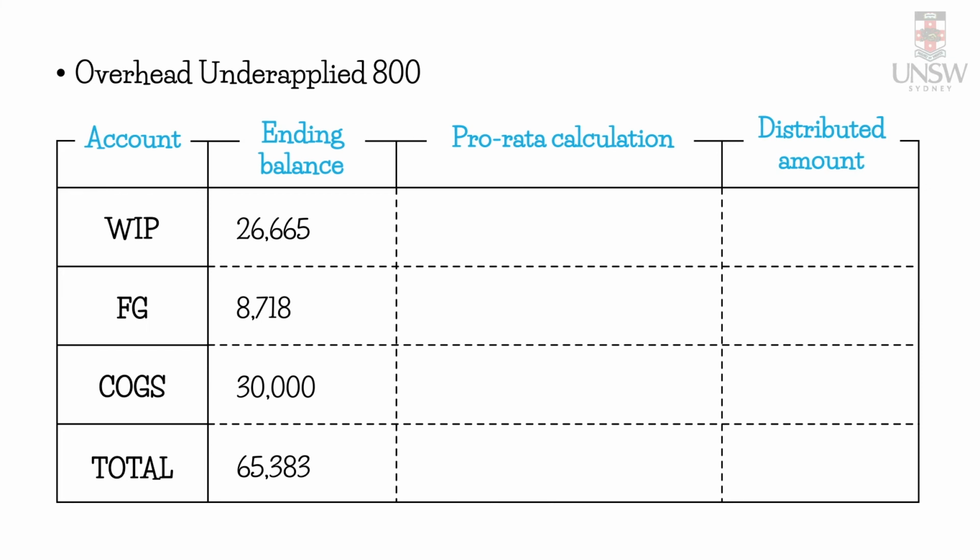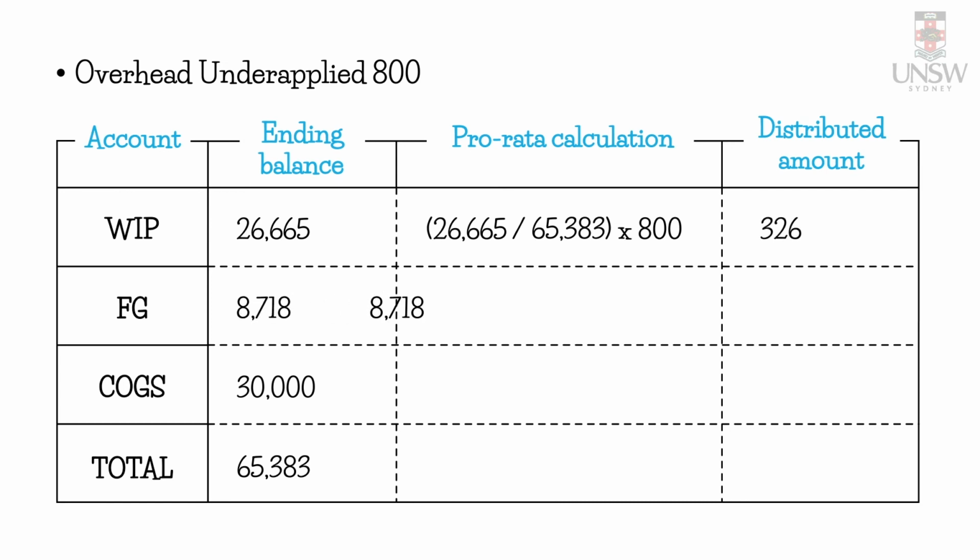So we take that ending balance of work in process, 26,665, and divide it by the total of the sum of the three ending balances. This gives us the proportion to spread of the $800 overhead underapplied to work in process account. So we calculate this to be 326.